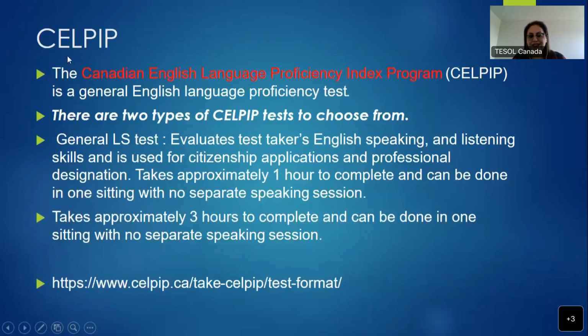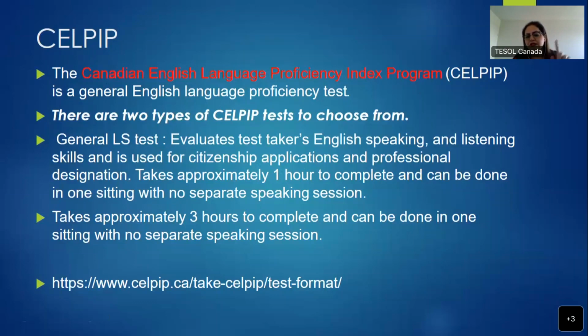Another international exam is CELPIP, the Canadian English Language Proficiency Index Program. So it's a general English language proficiency test. There are two types of CELPIP tests to choose from. One is General, and it's based on listening and speaking. It evaluates test takers' English speaking and listening skills, and it's used for citizenship application and professional designation.